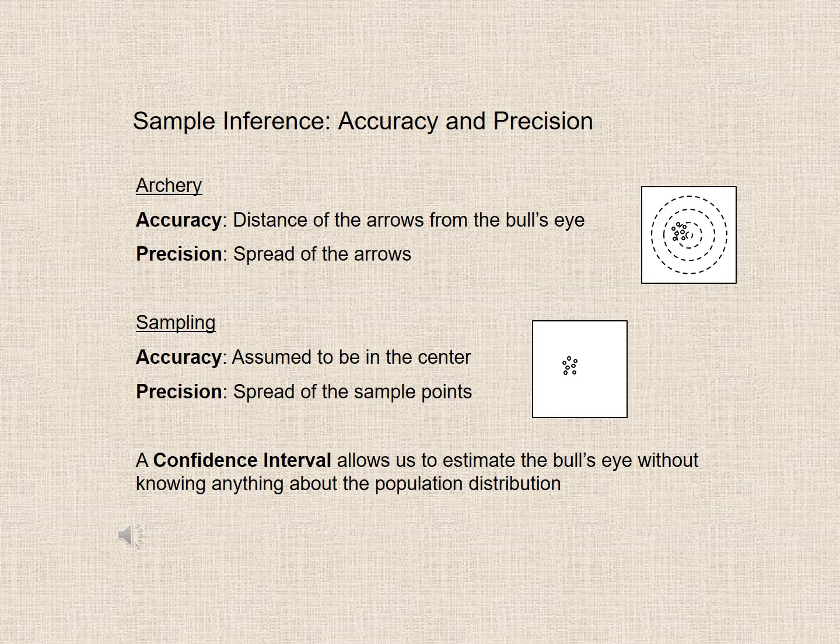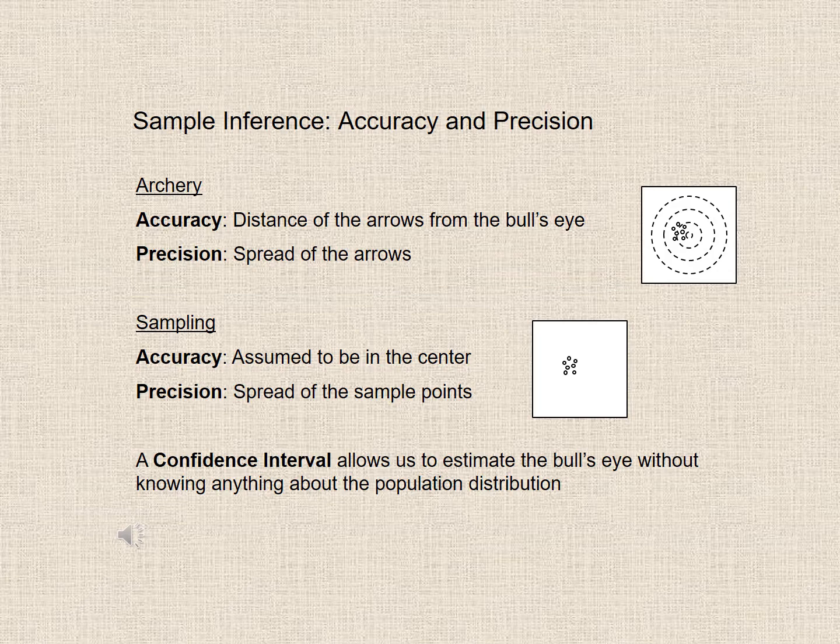Within all sampling designs, we want to be able to determine the accuracy and precision of our process. With this in mind, let us look at assessing the accuracy and precision of an archer shooting at a bullseye. In the case of archery, the calculation of accuracy and precision is fairly straightforward. The distance of the arrows from the bullseye indicates the accuracy, while the spread of the arrows reflects the precision.